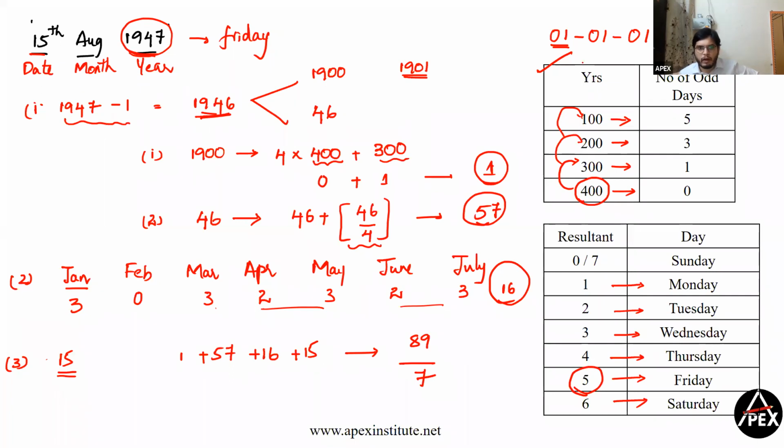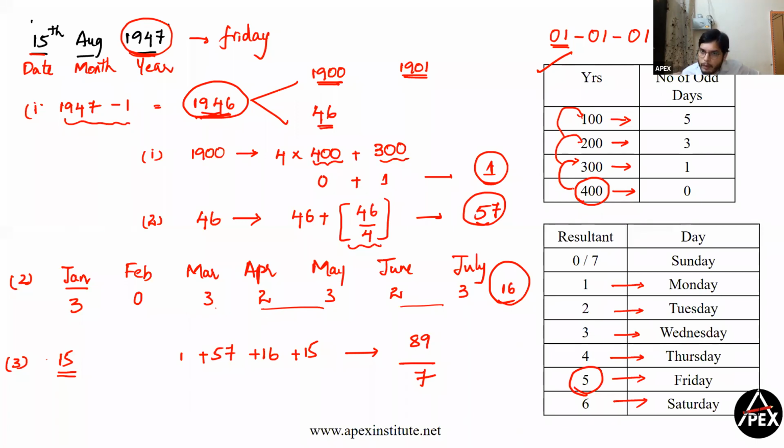Why did we subtract 1? Okay, so before 1947 years, we have 1946 completed years. Let's find out the number of odd days in these 1946 completed years. I have split this into two parts, century and normal, isn't it? So in 1900 years, how many odd days do we have?